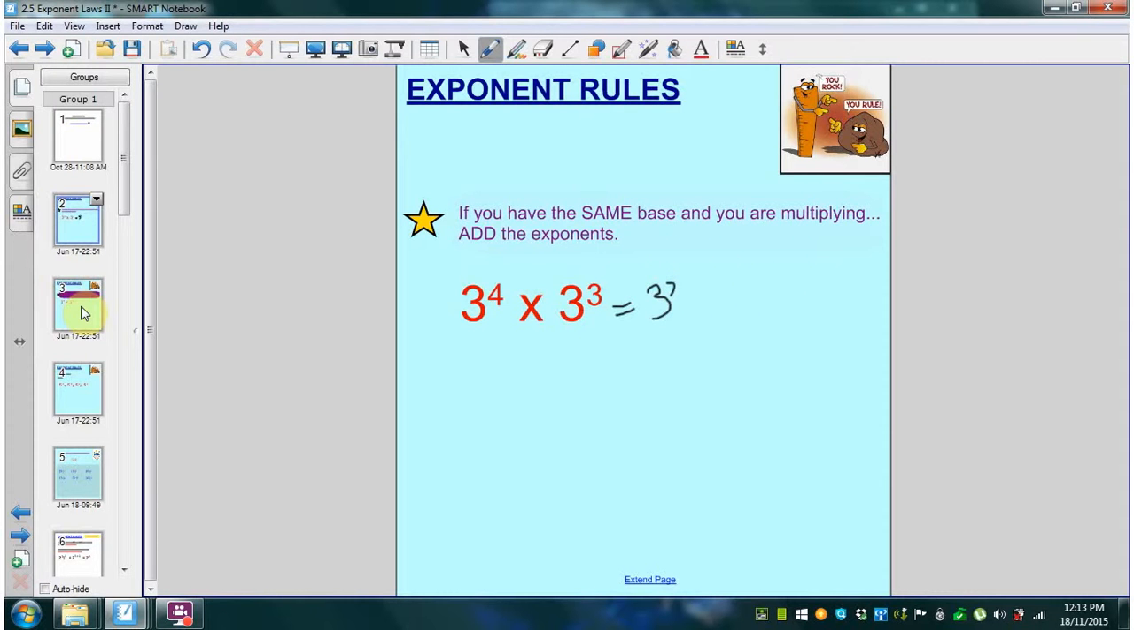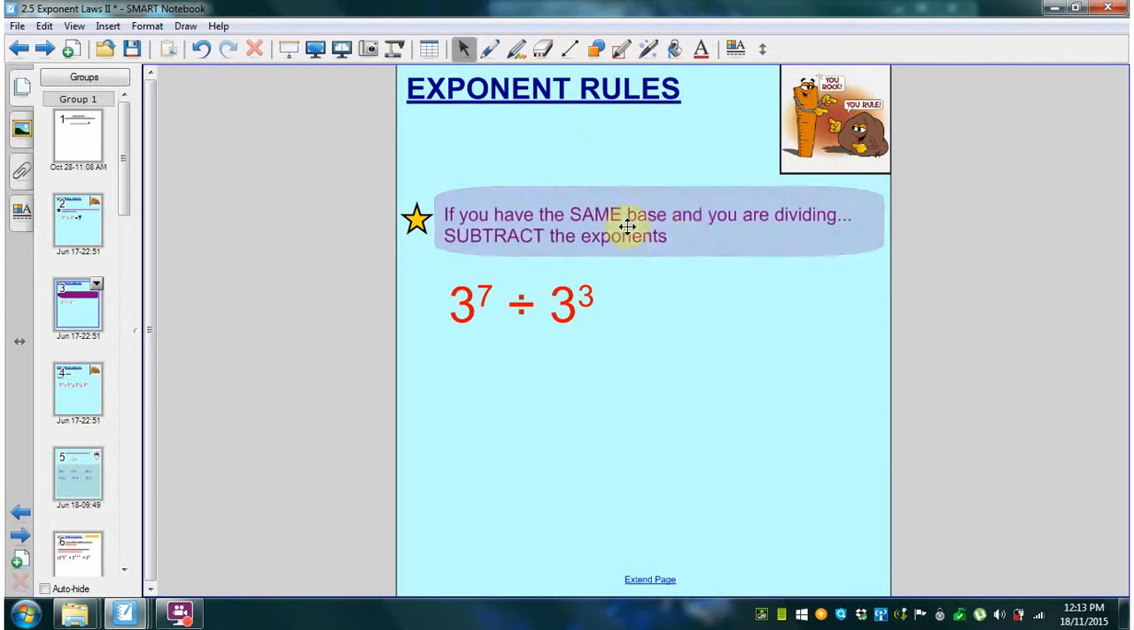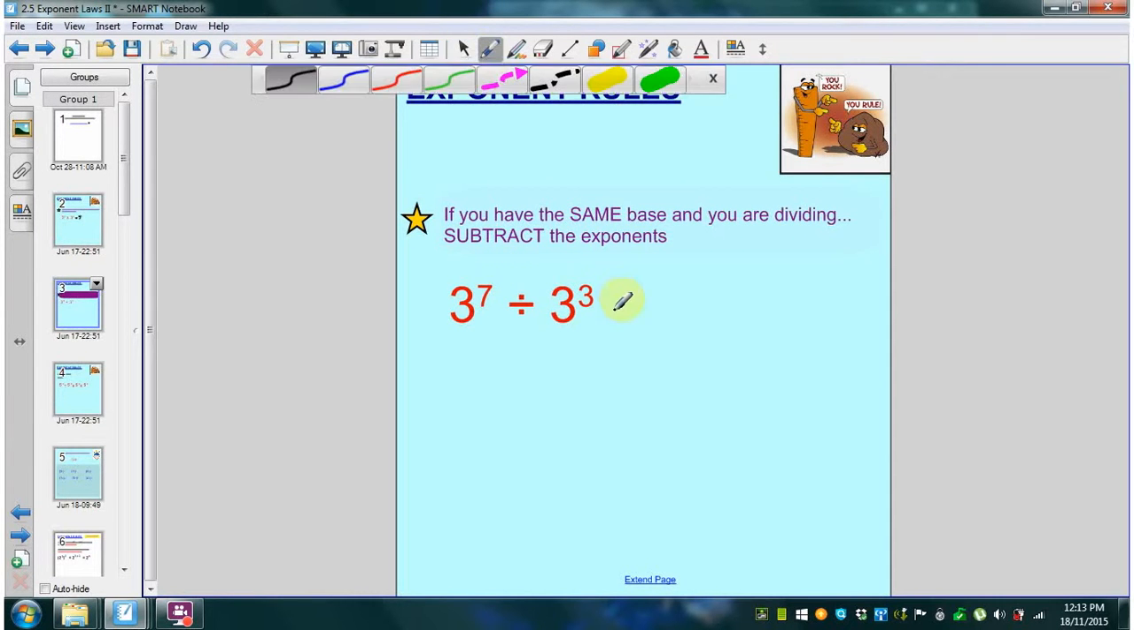The second exponent rule we learned from last day was that if you have the same base and you are dividing, you subtract the exponents. So we have the same base, we're dividing. To answer this one, we keep our base of 3 and we look at our exponents. 7 minus 3, we're subtracting because there's division here, is 4.